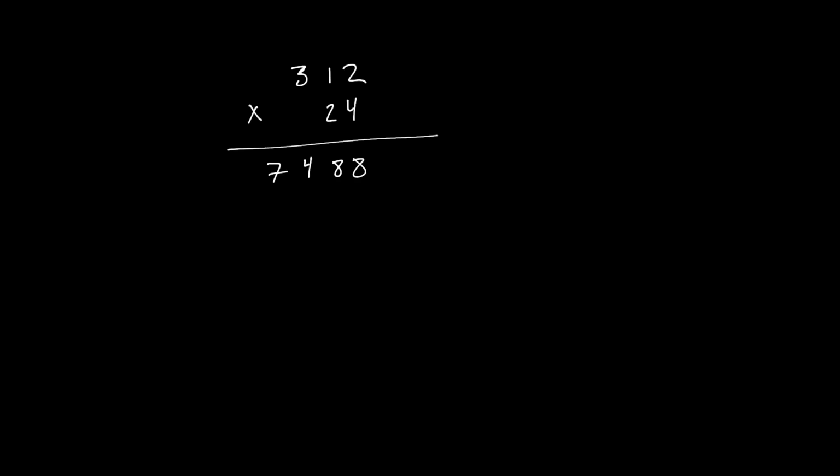So 312 times 24. I kind of went ahead and did the work ahead of time. I got the number 7,488. So let's just take the digital root. 3 plus 1 plus 2. 3 and 1 is 4. 4 and 2 is 6. Okay, the digital root of the bottom one, 2 plus 4, equals 6.